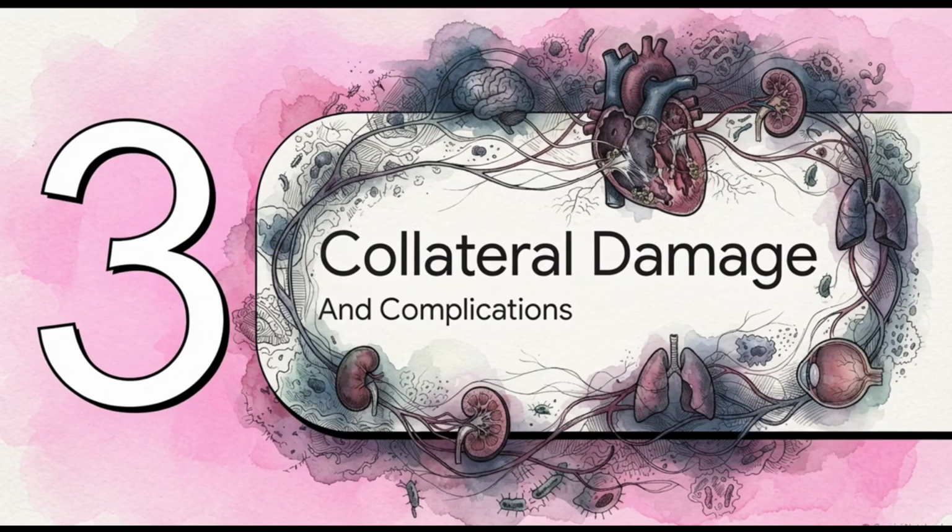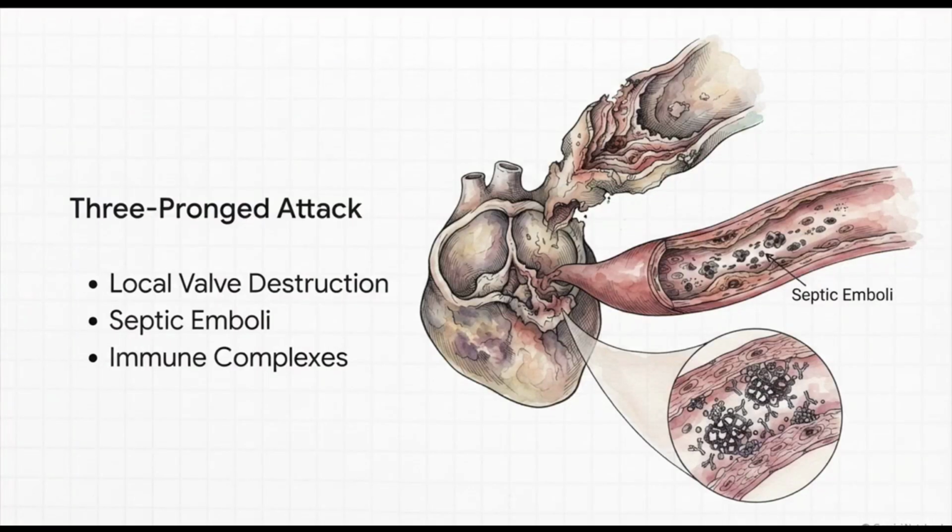Because as you'll see, the fallout from this localized infection is truly catastrophic for the whole body. Once they're in, the disease destroys the host through a brutal three-pronged attack. First up is local valve destruction. The bacteria, and your own immune cells, by the way, release proteases that literally chew the valve apart. This leads to acute heart failure, severe regurgitation murmurs, and deep tissue abscesses.